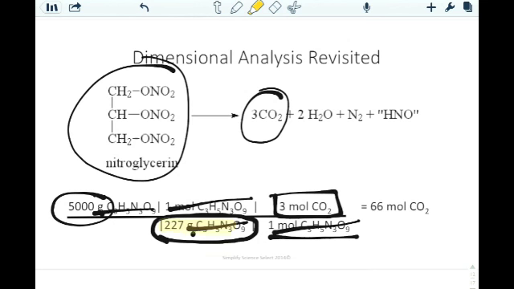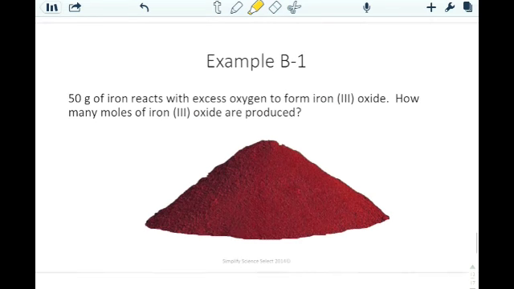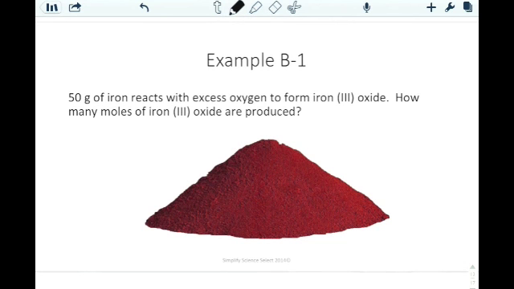And then the mole ratio lets me transition from anything to something else in the equation. So let's look at an example. It says that 50 grams of iron reacts with excess oxygen to form iron 3 oxide. How many moles of iron 3 oxide are produced? So what I'm looking for is moles of iron 3 oxide. What am I starting with? I'm starting with 50 grams of iron.